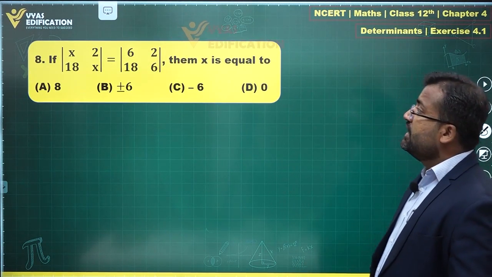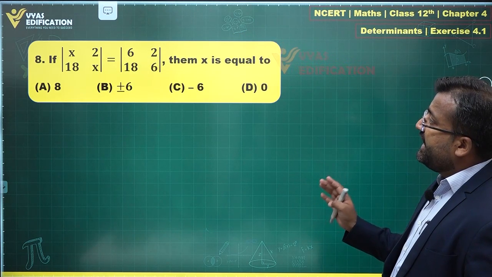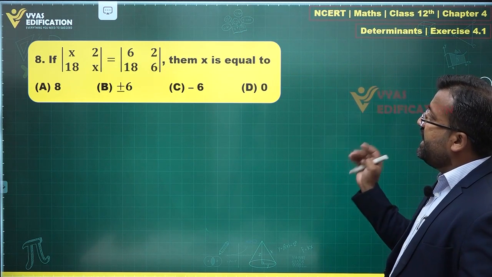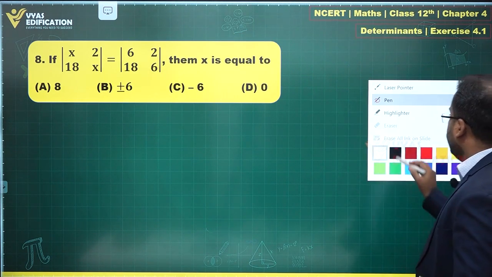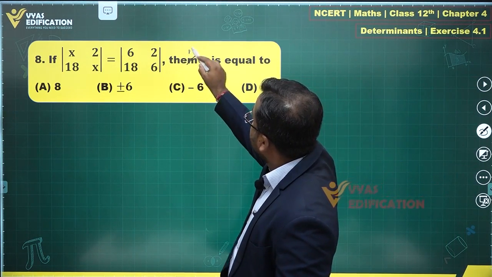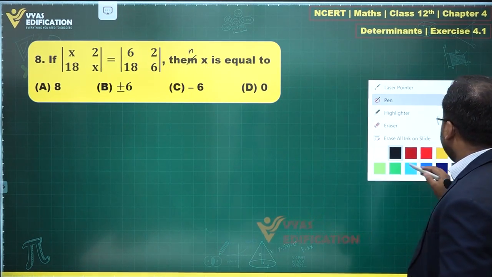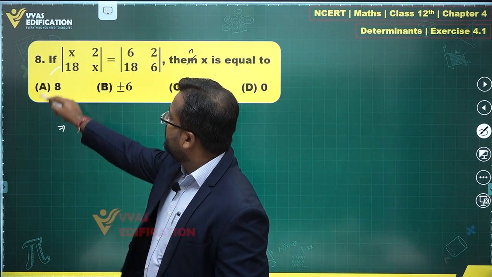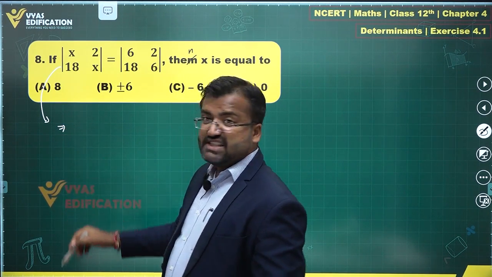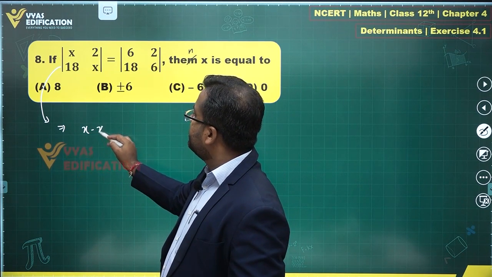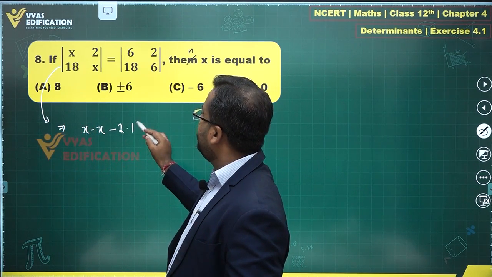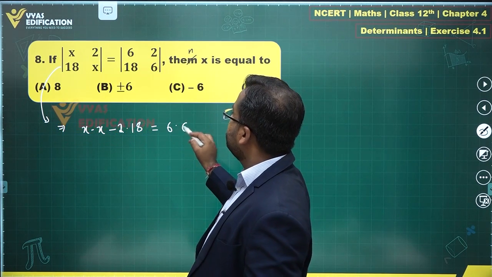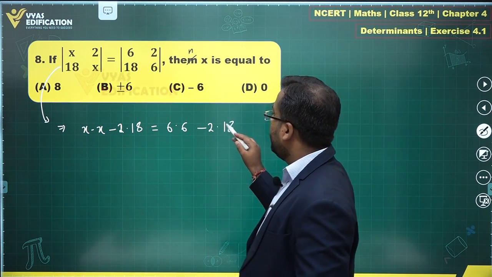This is the 8th question. The question says if the determinant with x, 18 and x is equal to the determinant with 6, 18 and 6, then x is equal to what? Let's take a look at this one. This equation can be solved by writing this as x times x minus 2 times 18 is equal to 6 times 6 minus 2 times 18.